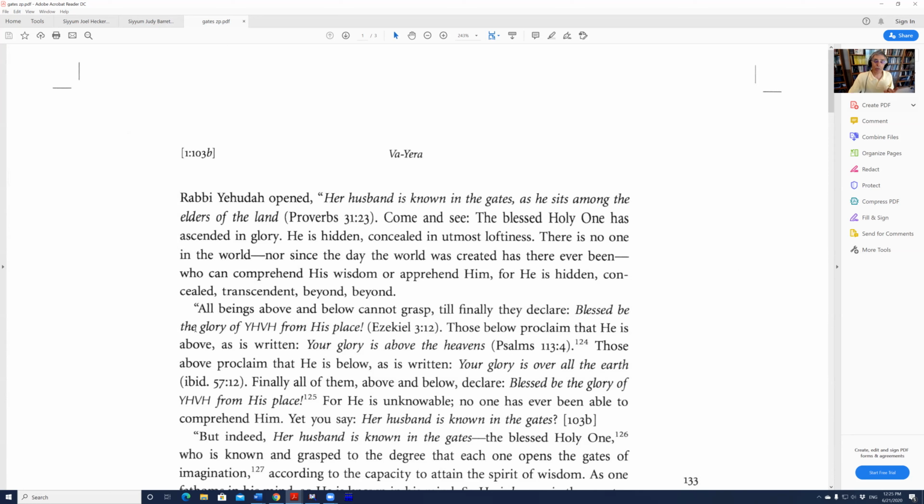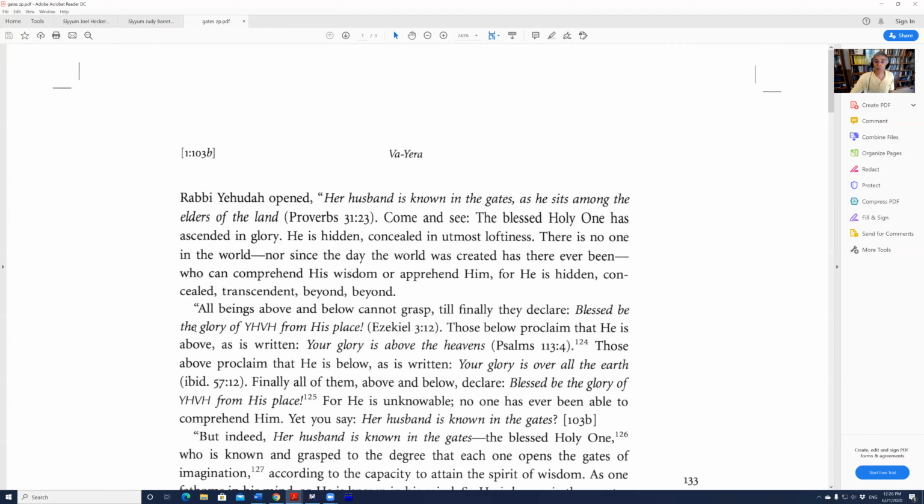Okay, the transcendent or Ein Sof, let's say the ultimate reality of God, is incomprehensible. All beings above and below cannot grasp, till finally they declare, blessed be the glory of Yud-Heh-Vav-Heh from his place. Baruch Kavod Adonai Mimkomo. Those below proclaim that he is above, as is written, your glory is above the heavens. Those above proclaim that he is below, as is written, your glory is over all the earth. Finally, all of them, above and below, declare, Baruch Kavod Adonai Mimkomo. Blessed be the glory of Yud-Heh-Vav-Heh from his place, for he is unknowable. No one has ever been able to comprehend him.